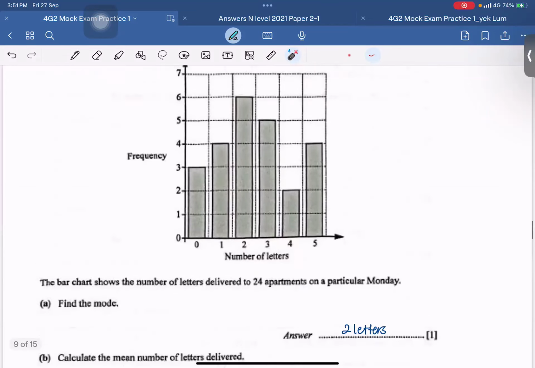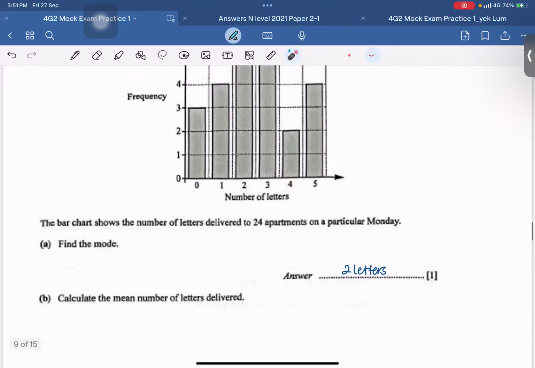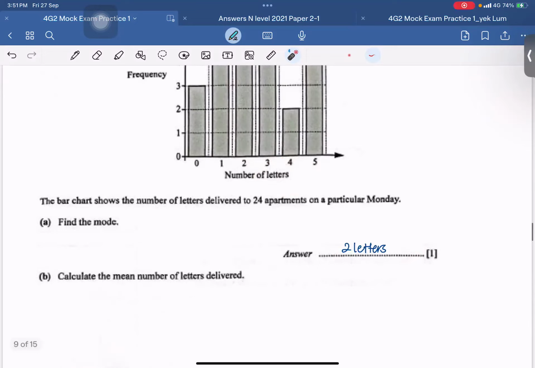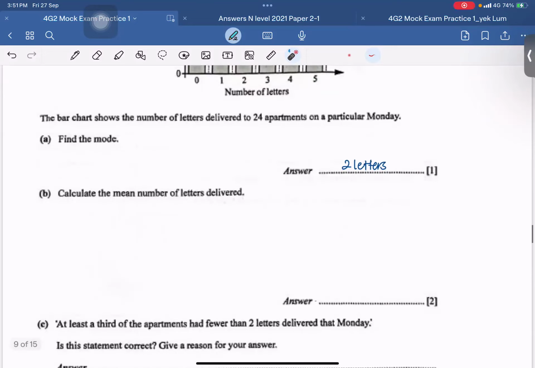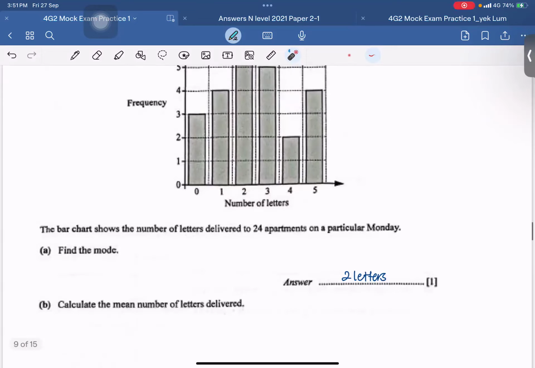Okay, next one, find the mode. A lot of you never write the word letters. There's a unit to it, so your data value is letters. Next one, to find the mean. A couple of you didn't manage to find the mean. You observe that this is your data value, all your data value x.